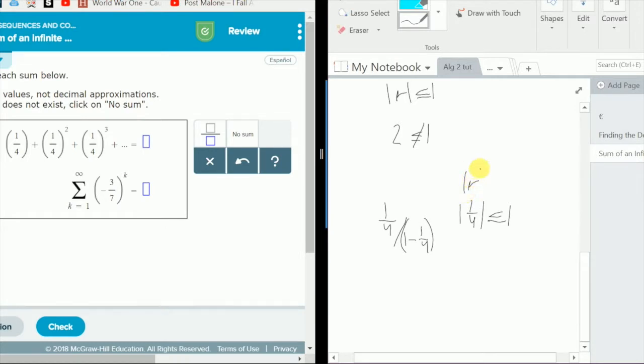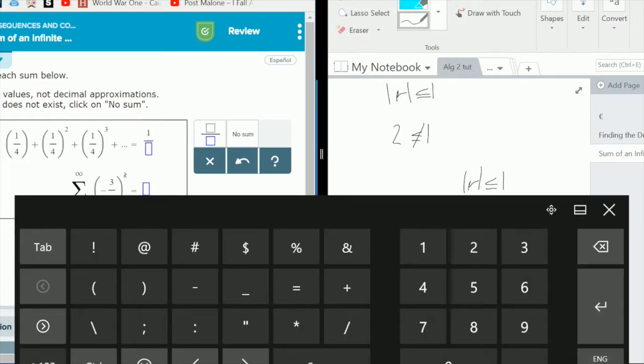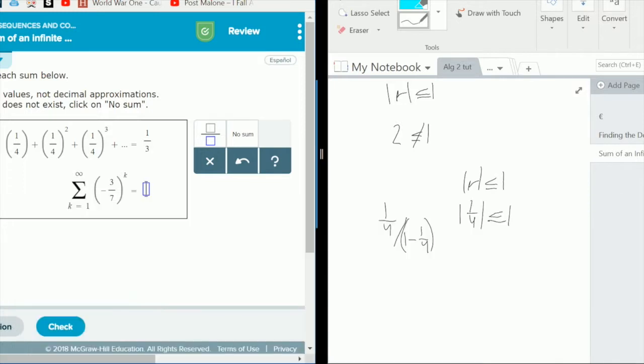And we just said that this is our rule, that the absolute value of r has to be less than 1. So therefore this sequence has a sum, so we'll do 1/4 divided by 1 minus 1/4, which is 1/3. So 1/3. And now let's do this next one.